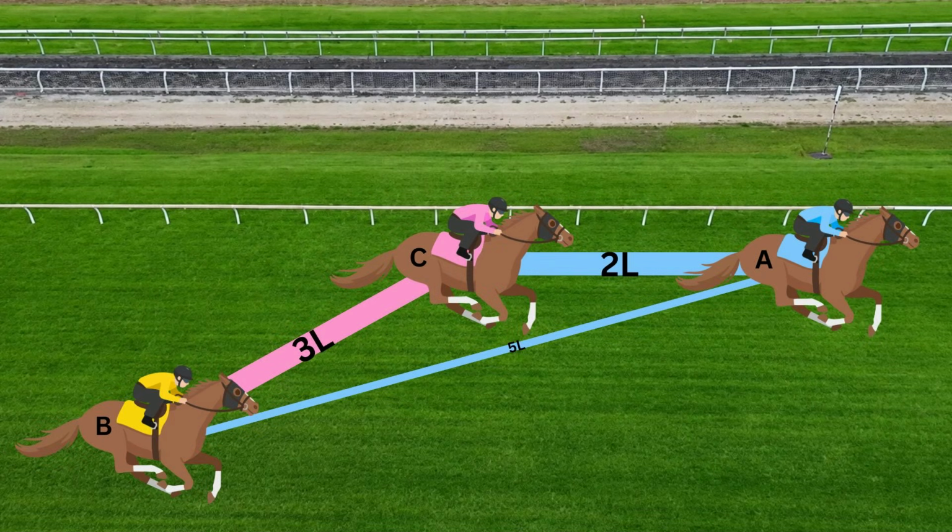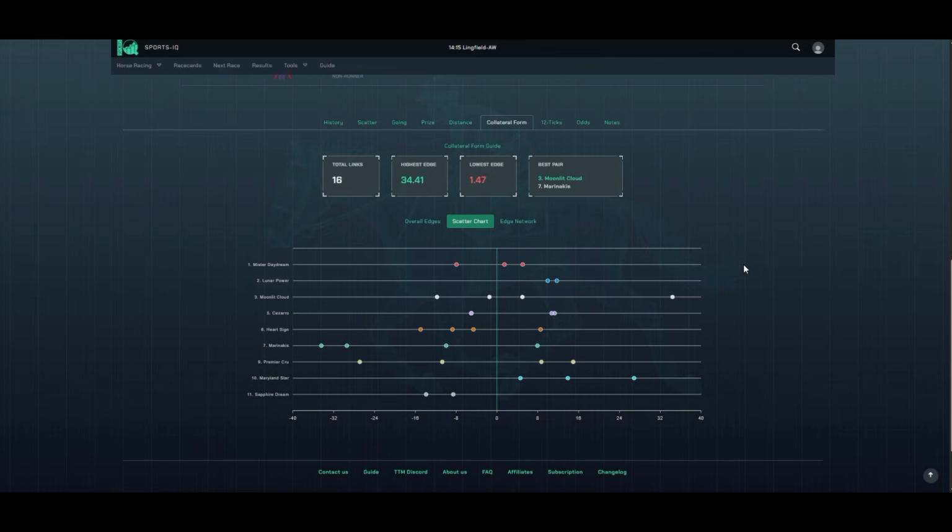Two horses in today's race have never met, but they've each run a race against a common third horse in a separate race. This is exactly what we can see in the tooltip example from the scatter chart. Look at the pairing of Mr. Daydream versus Moonlit Cloud with an edge of 1.47. That's actually the lowest edge in the whole of the field, so it's a great example of a marginal, low-confidence link. The tooltip tells us exactly how this link was built: via 70.